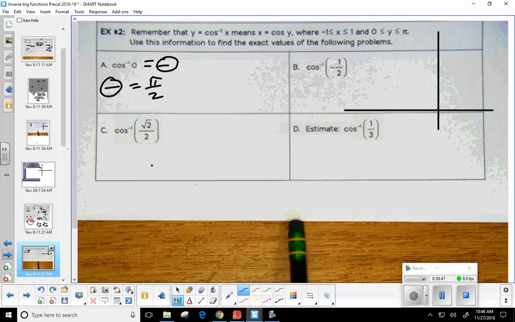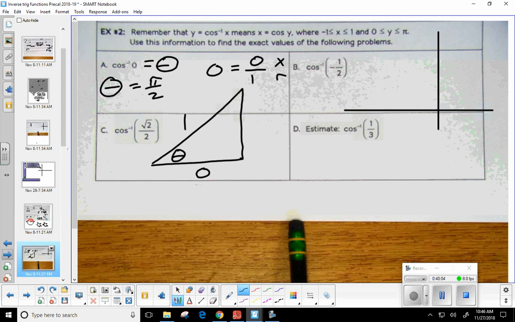Let's say I still go ahead and try to draw a triangle. Okay, so I have theta. Now remember, 0 is the same thing as 0 over 1. And cosine is always the adjacent over the hypotenuse, so the x over the r, right? So this would be 0, this would be 1, and do you see where the problem is? We have a side length of 0. So if you can't create a triangle, it has to be a quadrantal, just like we did on evaluating the unit circle.